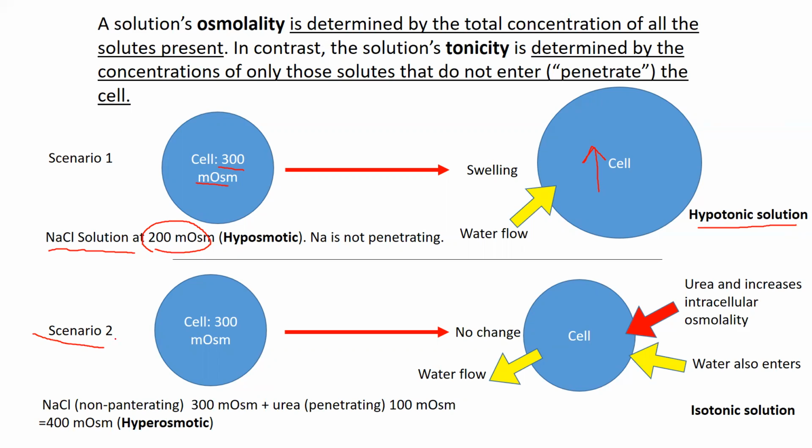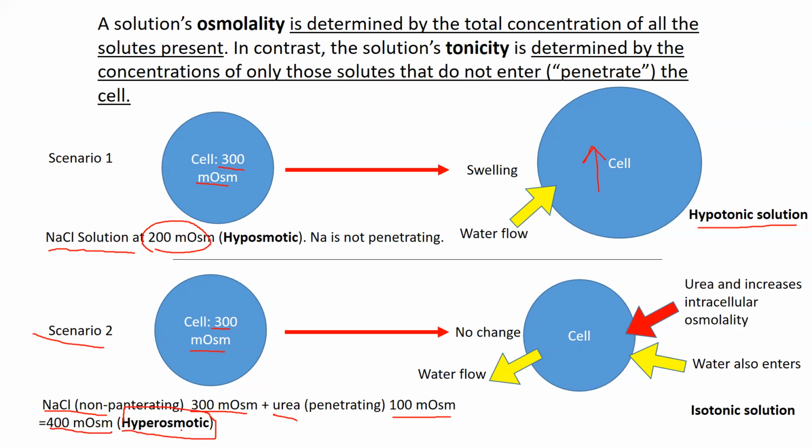Now in scenario 2, we have the cell, which has 300 milliosmol in terms of osmolality, and we have a solution which has sodium chloride at 300 milliosmol and urea at 100 milliosmol, right? We know that urea can cross the lipid bilayer easily, right? So just looking at the osmolality, altogether this solution has 400 milliosmolality, which is hyperosmotic.